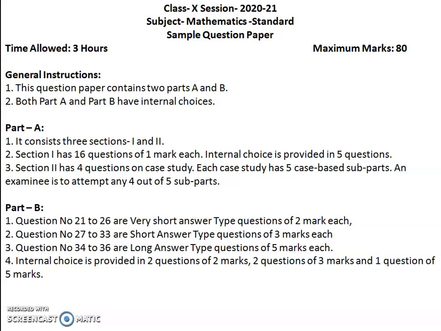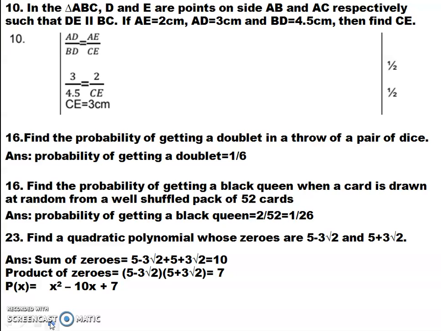Now, let us see the sample questions that come from triangles, probability and polynomials. First question. In triangle ABC, D and E are points on sides AB and AC respectively, such that DE is parallel to BC. DE parallel to BC means you will apply the basic proportionality theorem. If AE is equal to 2 cm, AD is equal to 3 cm, BD is equal to 4.5 cm, then find CE. Applying the basic proportionality theorem, you will find CE is equal to 3 cm. This is the step and this is the marking scheme, children. This is for half mark and this is for half mark.